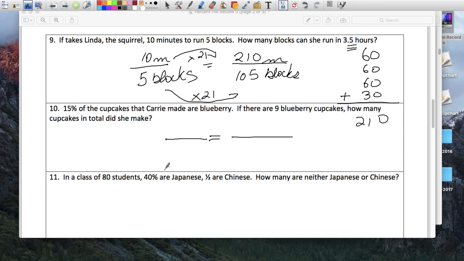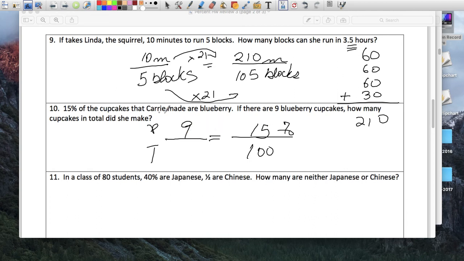So 15% of the cupcakes that she made are blueberry. You can either say 15% or 9 in terms of the quantity here. So the part of the cupcakes that she made is 9. Let's find out how many she made in total. Is there a relationship side to side? No. If I divide by 5, let's see. 15 divided by 5, I get 3. 100 divided by 5, I get 20.